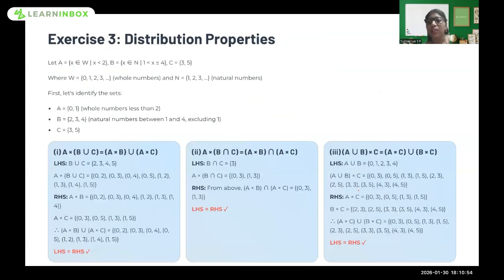Moving on with the next property, which is called distribution property. Here in A, they are giving you X belongs to W and X is less than 2. W belongs to the whole number. Then in B, they are given X belongs to N, 1 less than X less than or equal to 4. N belongs to natural number.